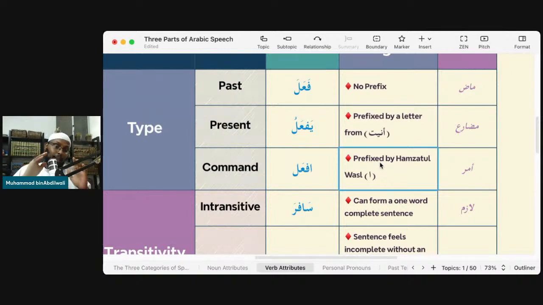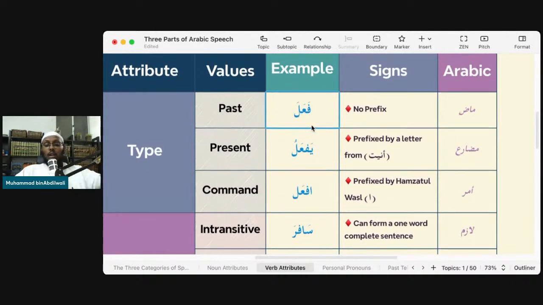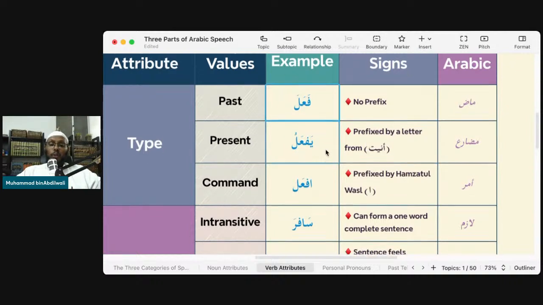to know the difference between past tense, present tense, and command tense is to practice verb conjugation. Okay? That's the best way. Is to just practice and practice and practice until you pick up the pattern. That's the best way. Otherwise, there are no specific rules that will ring true for every single verb. Because verbs themselves have different templates, right? There's one template. Fa'ala is one template, but there's almost another 10 templates in the Arabic language, okay? So that's why it's a bit difficult to give you a definite rule, okay?